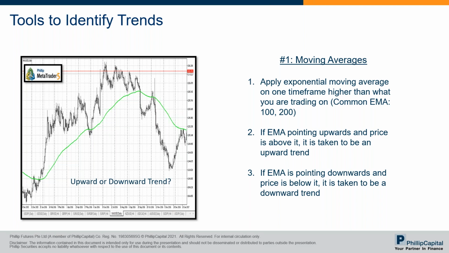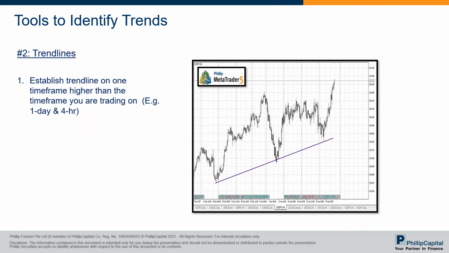So yeah, the question posted, if it's uptrend or downtrend, I think I've just gone through that as well. So number two is through the use of trend lines. What you usually want to do when determining trends is to determine them on a higher time frame. So if you are trading on an intraday time frame, you want to be looking at the 1 day time frame or the 4-hourly time frame. This will give you a better idea of what the bigger picture of the market structure is like.